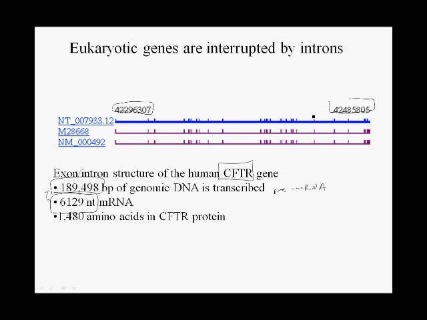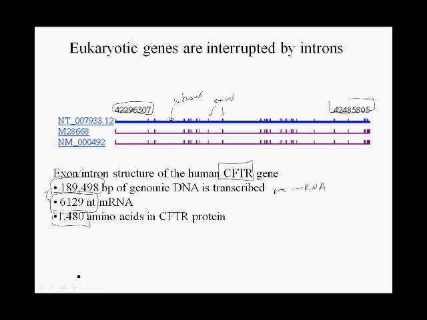And that's exactly what this figure shows you. These lines are introns. These upticks are the exons. So you can see that the horizontal space occupied by these uptick exons is much smaller than the space occupied by introns. So the introns are much larger than the exons. And then the 6,000 nucleotide messenger RNA is translated to a protein of 1,480 amino acids.